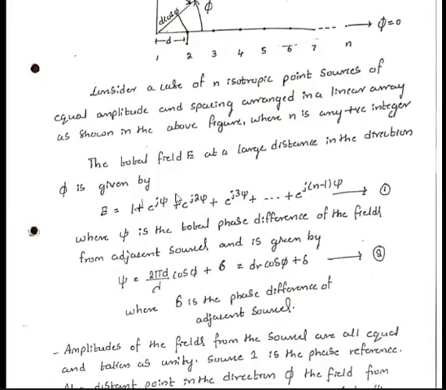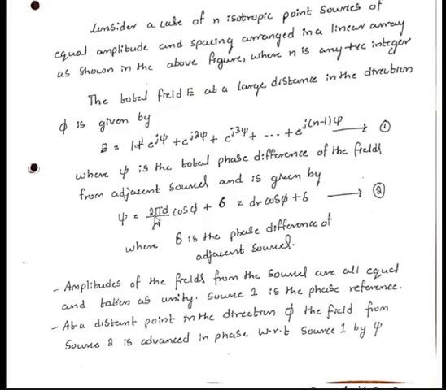Here psi is nothing but the total phase difference of the fields from adjacent sources. It has been given as psi is equal to 2 pi d divided by lambda cos phi plus delta. That can also be written as d r cos phi plus delta. Here delta is the phase difference between adjacent sources. Remember, delta is the phase difference and psi is the total phase difference.